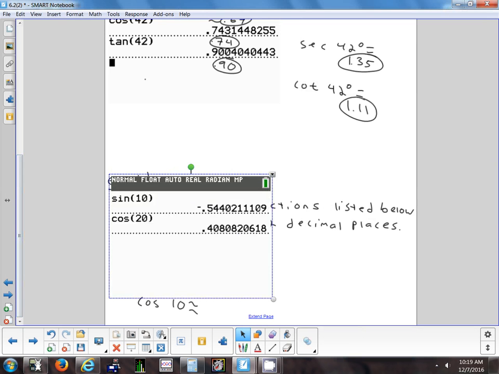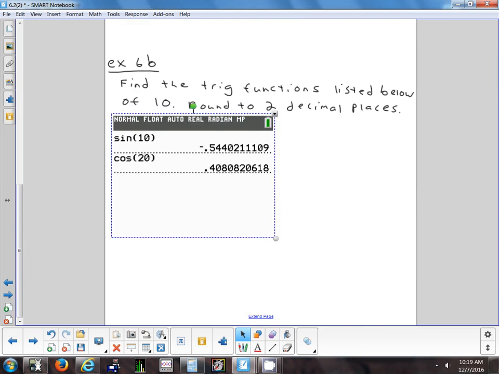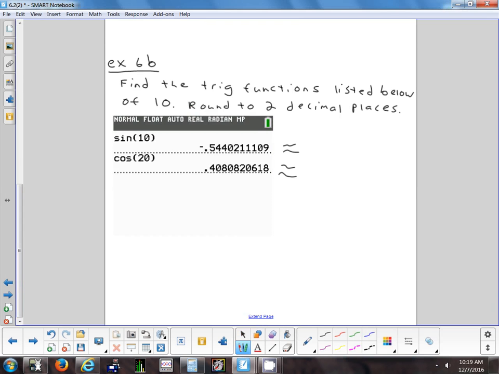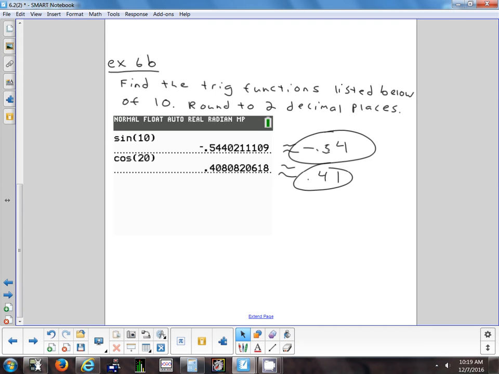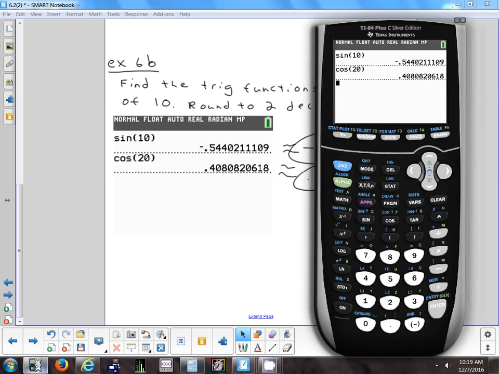So there's your sine and your cosine. What would the sine be? Yep, negative 0.54, and the cosine would be 0.41. Okay, so that's how you can do it if it's not on the unit circle. Okay, any questions? Why did you put cosine 20? Oh. Negative 0.84.